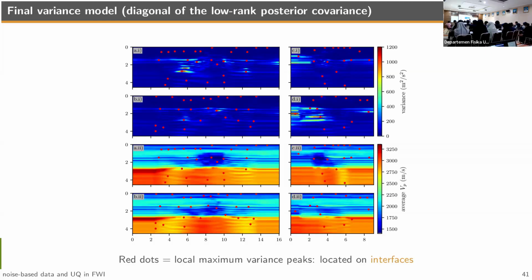In the homogeneous constant velocity region, the variance remains relatively small because there is no ambiguity here. As soon as you have some layering and thin layering, you have higher variance in the output. So this is already an interesting output from this analysis: localized higher uncertainty regions.